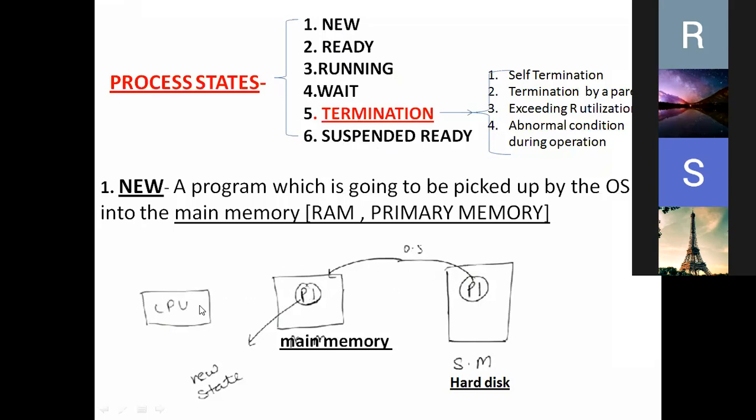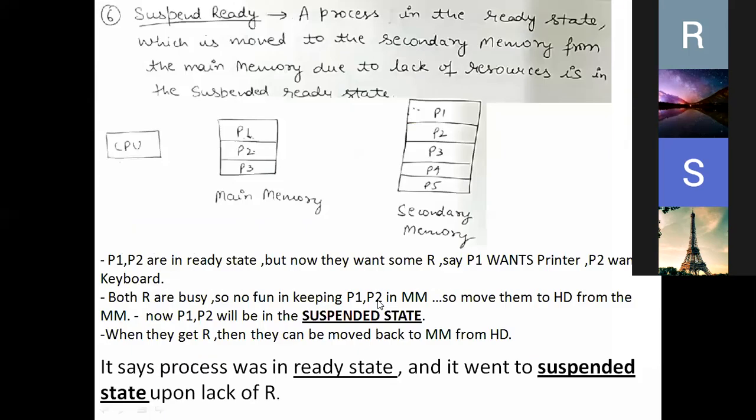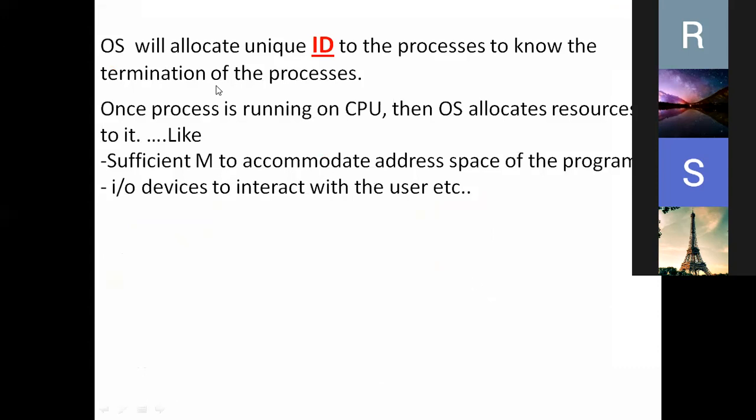Okay, so from Google, I've taken these figures for easy understanding. The OS will allocate a unique identification number to the processes so as to track their existence and termination. So the OS will have an idea whether this particular process P1 is in the ready state or in whatever state the process is. The information regarding the existence and state of a process is known to the OS using the unique identification number allotted to all processes by the operating system.